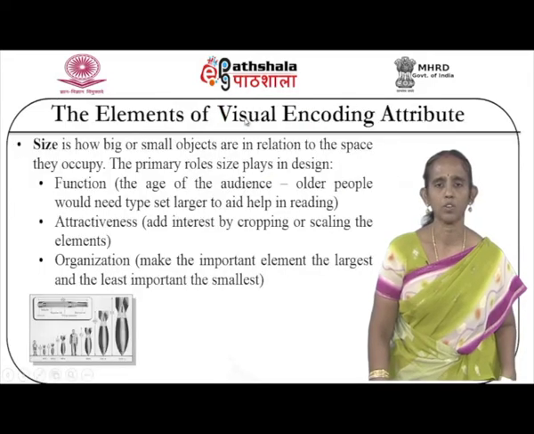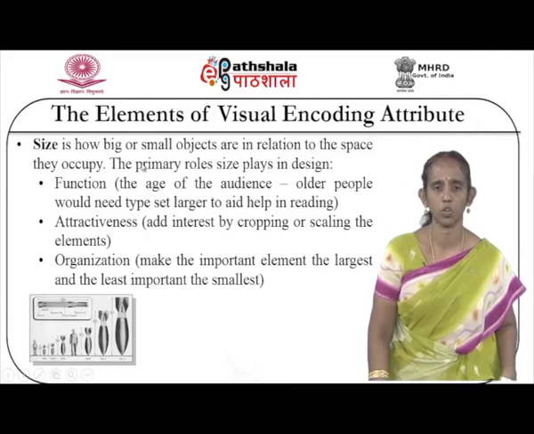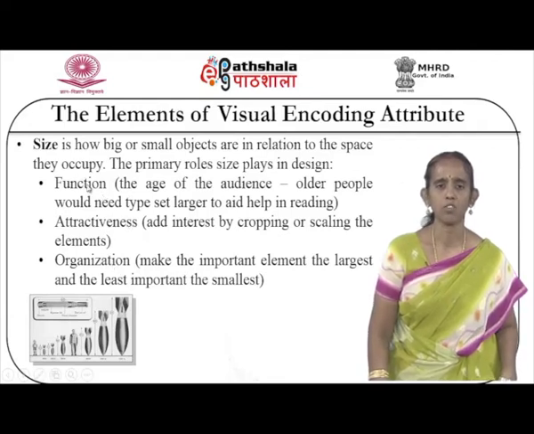The next element of visual encoding attribute is size. Size represents how big or small the objects are in relation to the space they occupy. The primary roles size plays in design are function, attractiveness, and organization. In the case of function, for example, the age of the audience can be represented using size. Older people would need type set larger to help in reading. So age can be used as a function.